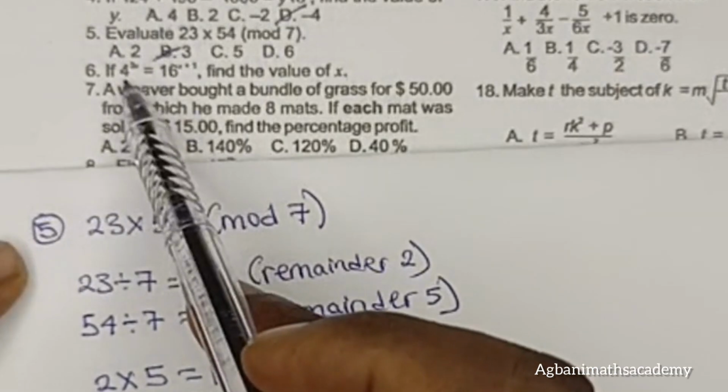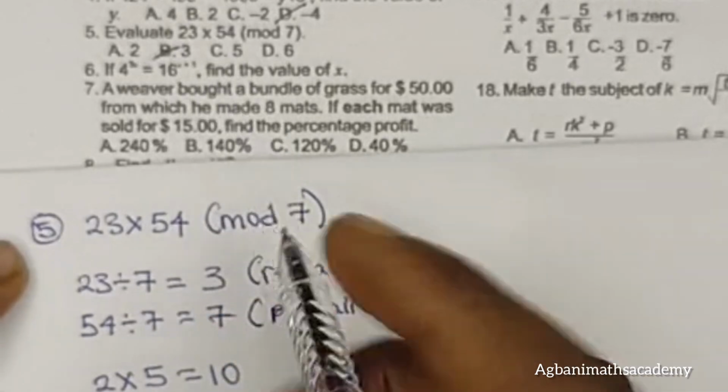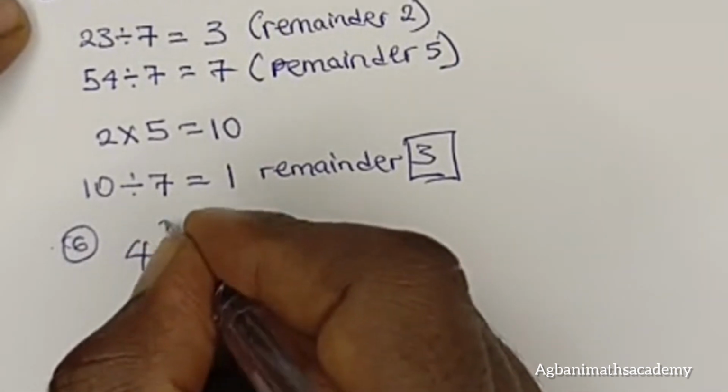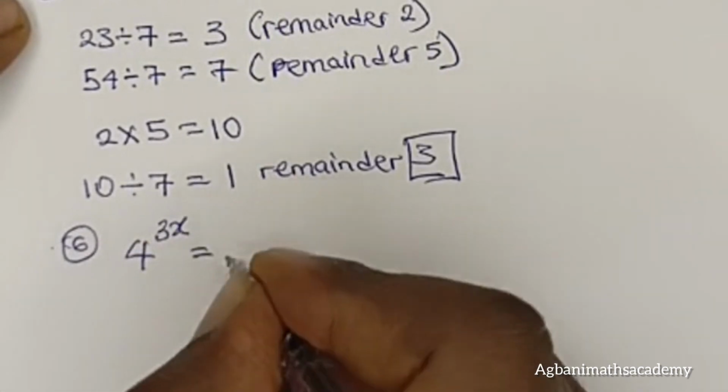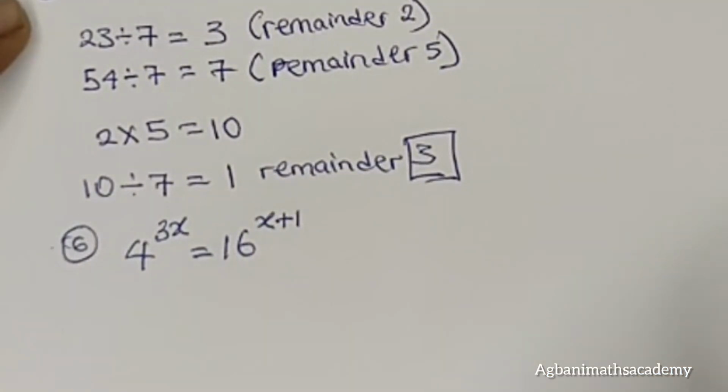Number 6. We have 4 to the power of 3x is equal to 16 to the power of x plus 1. So number 6. 4 to the power of 3x is equal to 16 to the power of x plus 1. So this is an exponential equation involving exponents. Okay, so when you have such an equation, what you need to do is ensure that the bases are the same. So here the base is 4, here the base is 16. So try to make sure that the bases are the same.